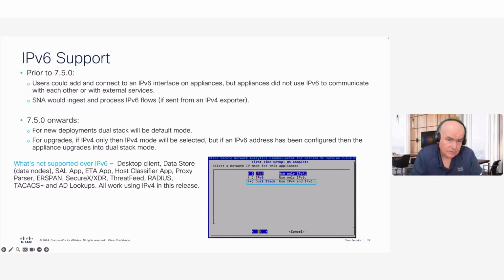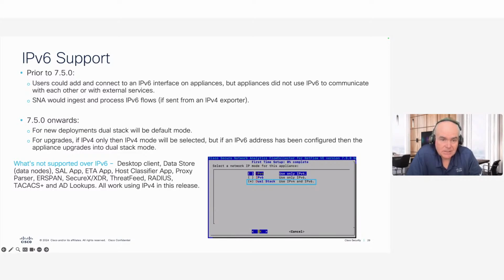Now in 7.5.0 onwards, as a side note, a lot of this work is key for our USGv6 compliance. Well, in 7.5.0, we now do dual stack, and that is the default mode. You see on the right-hand side in the system config, you can change it to be IP version 4 only or IP version 6 only. But by default, we're doing dual stack on the appliances now. When it says for upgrades, though, the key point here is that it will be IP version 4 only when you upgrade. So if you want to go dual stack, you'll have to go into system config and change that. So just be careful of that.